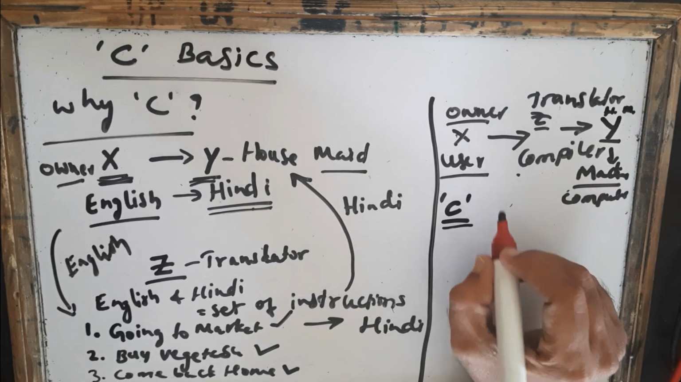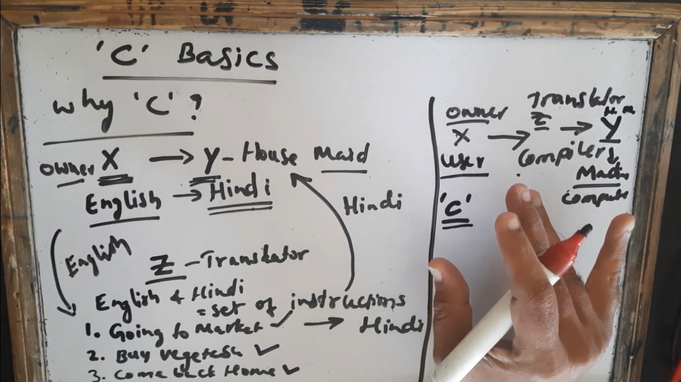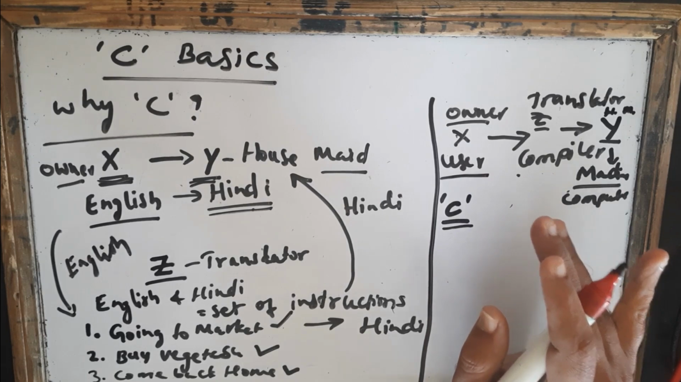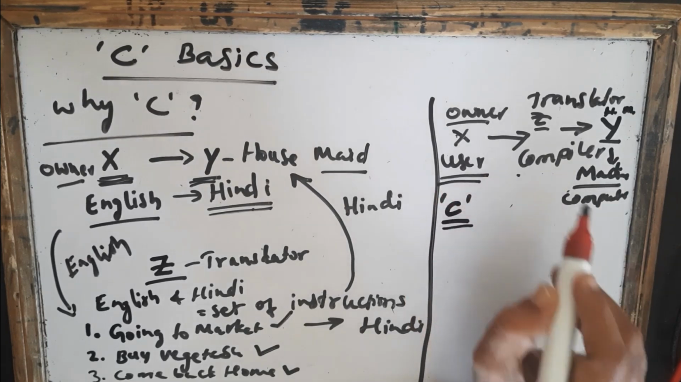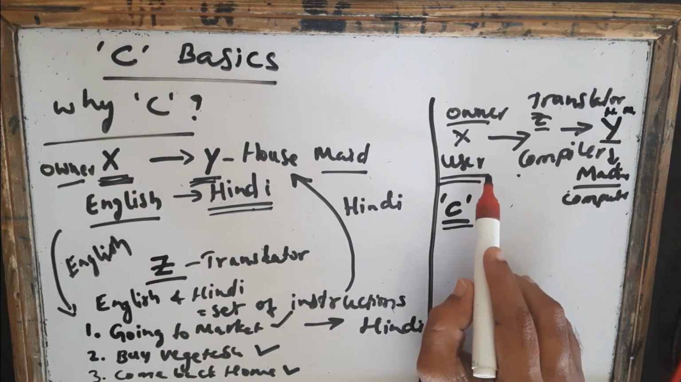We just need to understand how to write our instruction in C so that our machine can do the job required by the user. This is the thing we need to do. We understand the C language.